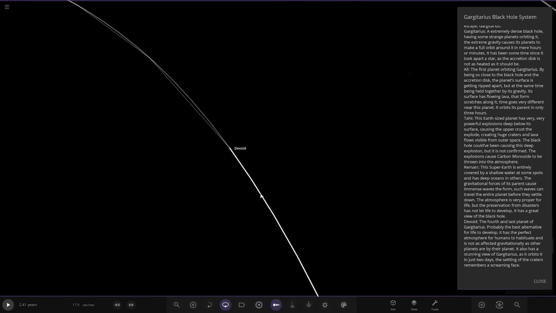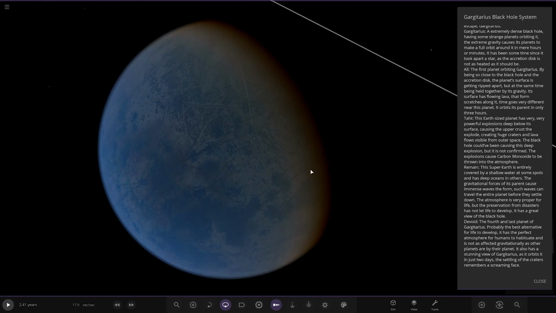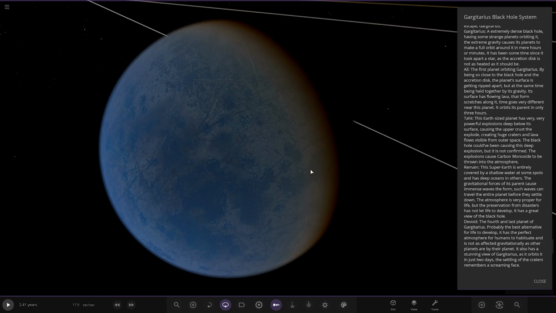Then we got Devoid over here. The fourth and last planet of the black hole. Probably the best alternative for life to develop. It has the perfect atmosphere for humans to inhabit and is not affected by gravity as other planets are by their planet. I think it means by their star. It also has a stunning view of the black hole as it orbits in just 2 days. The setting of the craters resembles a screaming face.